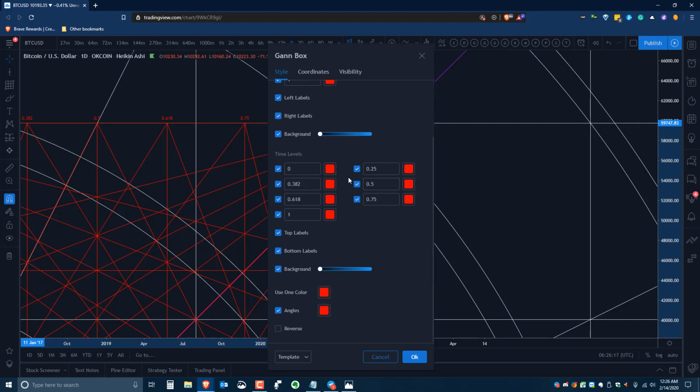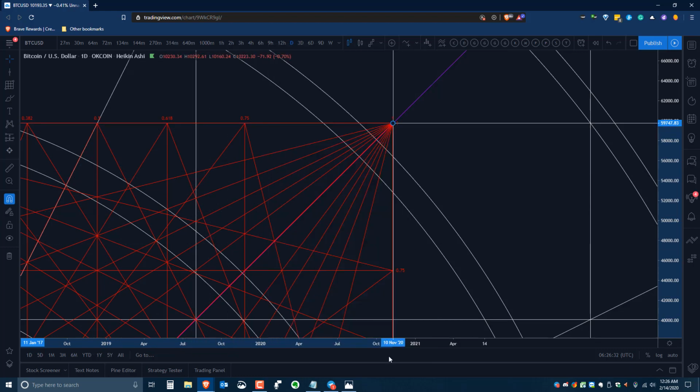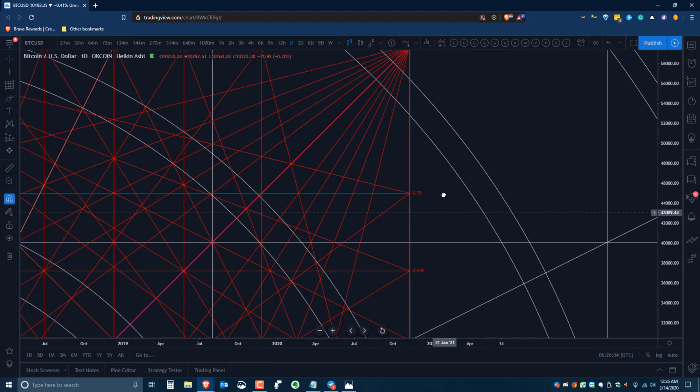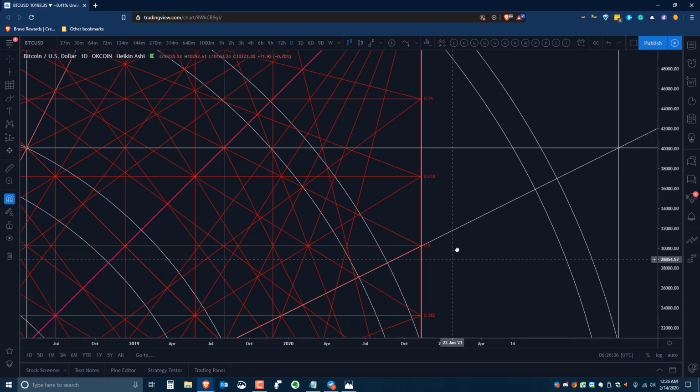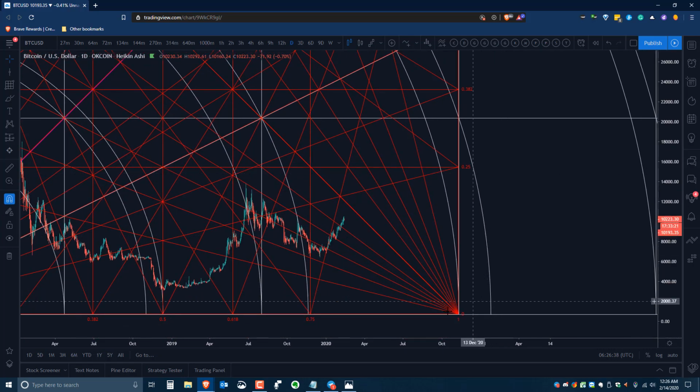Time levels all there, and the one thing you want to do is I just use one color, pull the backgrounds over, and set angles. When you do angles, it adds all the interconnecting angles between all the different price and time levels. So you have that.